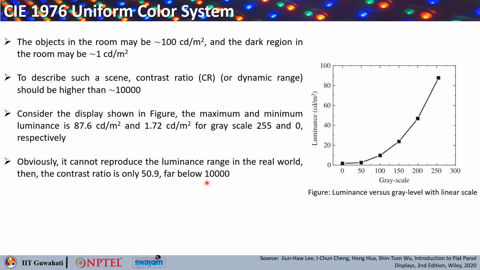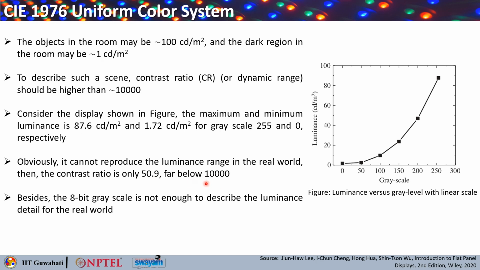We want to go somewhere close to 10,000. So the contrast ratio is very bad. That means here you can say that this 8-bit grayscale is not enough to describe the luminance detail for the real world, because you do not get enough contrast level.